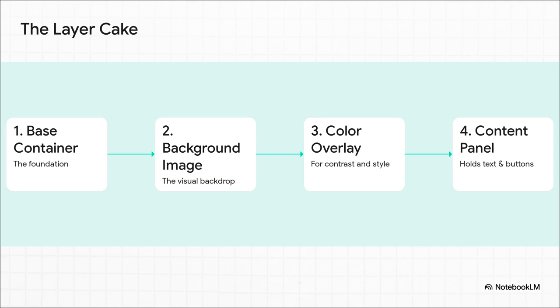At the very bottom, you've got your foundation, the base container. On top of that, you lay down your background image. Then comes that really important color overlay, which gives you contrast. And finally, right on top of everything, you have the content panel. That's where all your text and your buttons actually live.